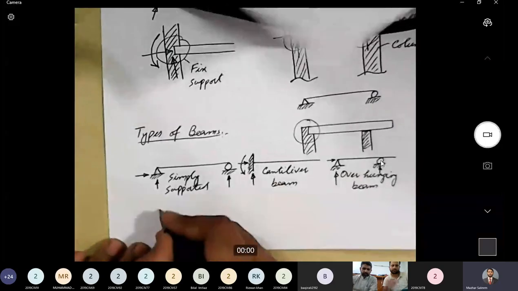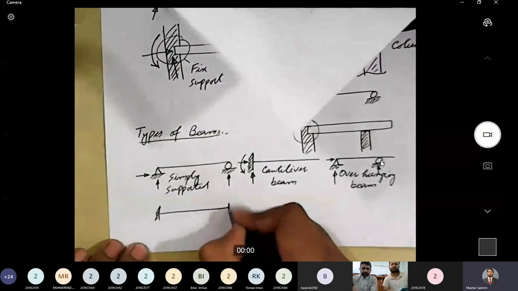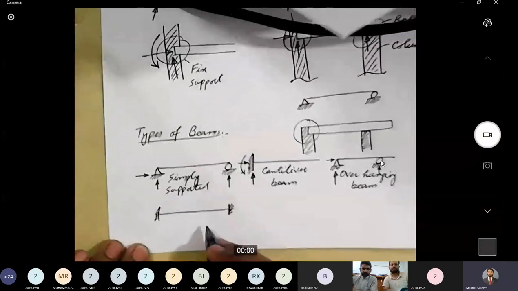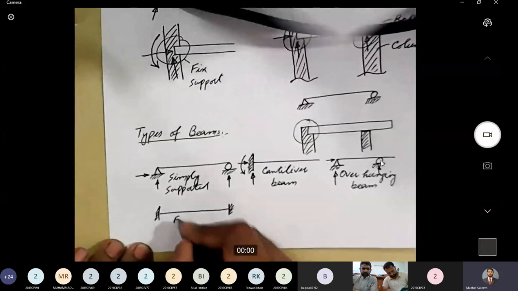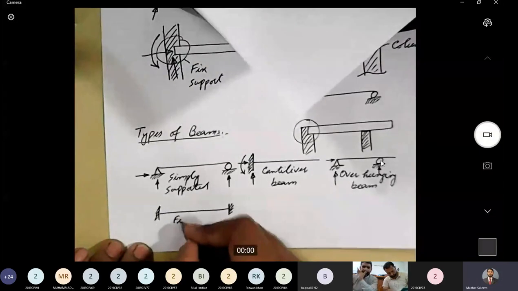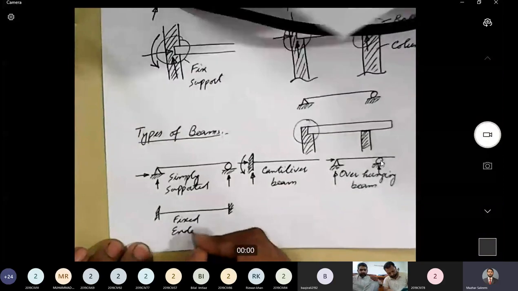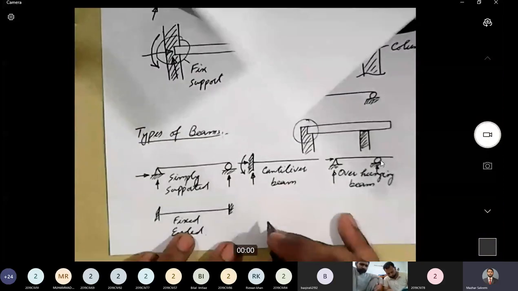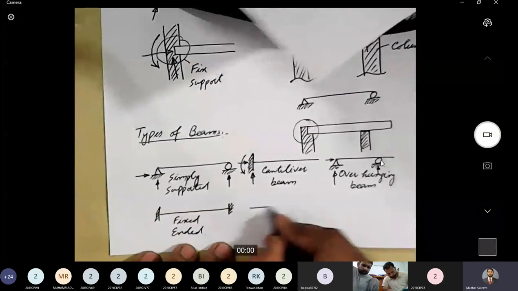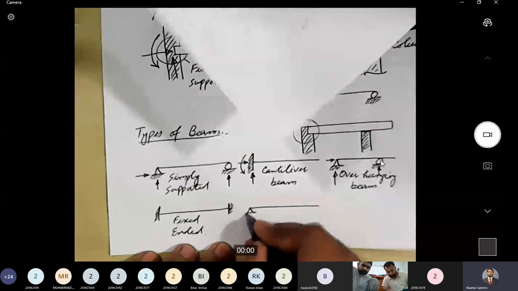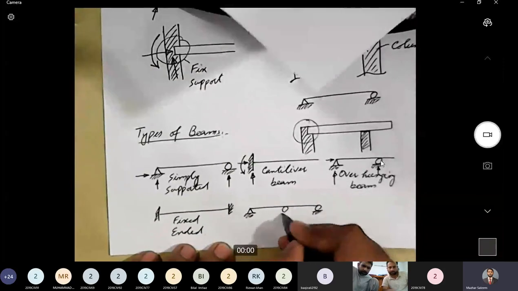Okay, after this, another beam that somebody mentioned was the fixed-ended beam. A fixed-ended beam is the one that has both ends fixed. So this is a fixed-ended beam. It has both ends as fixed. Another type of beam is a continuous beam.